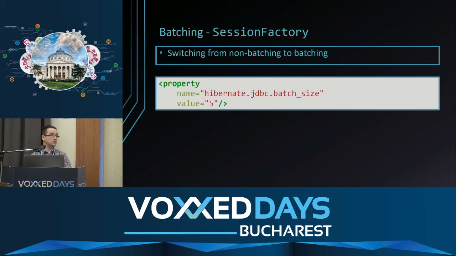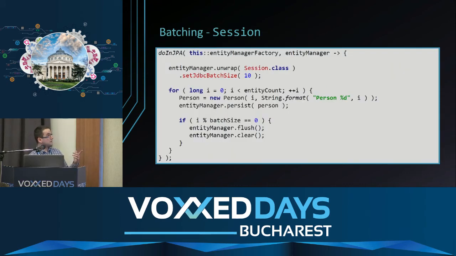So for instance, if you are going to insert 5 rows, it will use a single round trip to the database, which is going to include 5 sets of parameters. But then you only need one single round trip, so it's always faster than using 5 round trips. If you want to override that on a per session basis, you can do it. You just need to unwrap the entity manager to a session, and you can set the session batch size to a higher value.